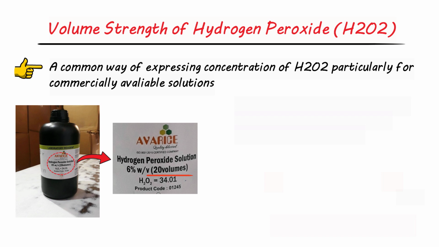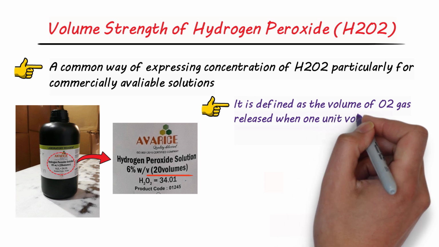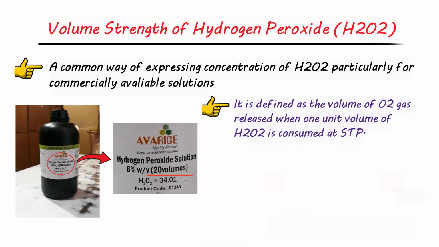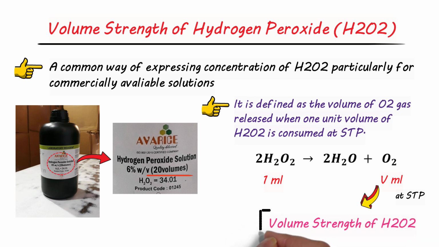Now, how can we define this? So we say it is the volume of O2 gas released when 1 unit volume of hydrogen peroxide is consumed at standard temperature pressure. For example, hydrogen peroxide upon decomposition gives us water and oxygen gas. Now, if 1 ml of hydrogen peroxide is consumed and it produces, suppose V ml of O2 gas at standard temperature pressure, then this V ml of O2 gas, we call it as volume strength of hydrogen peroxide.